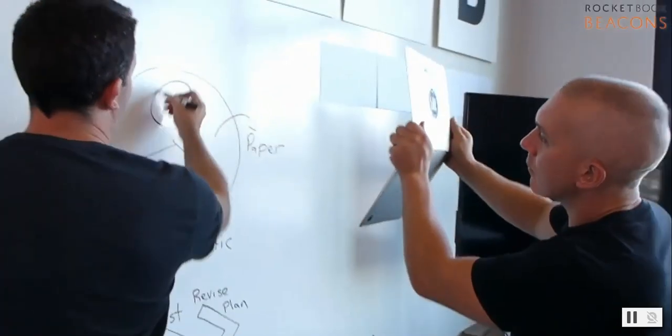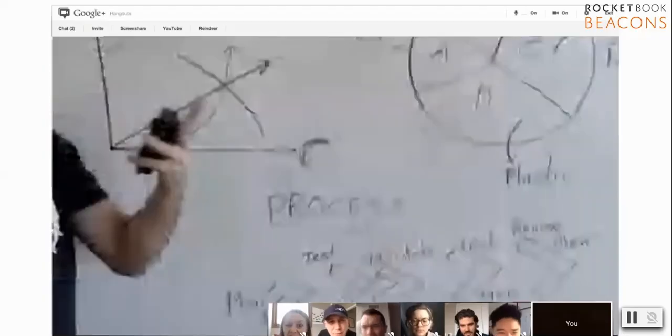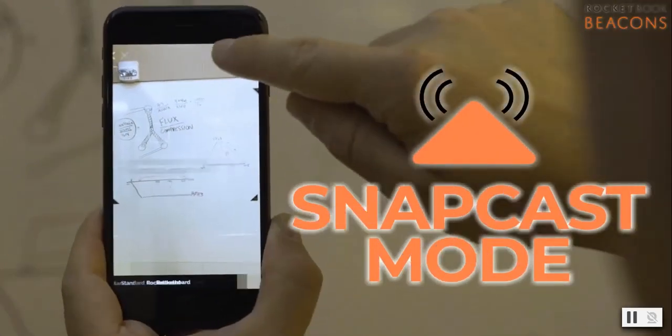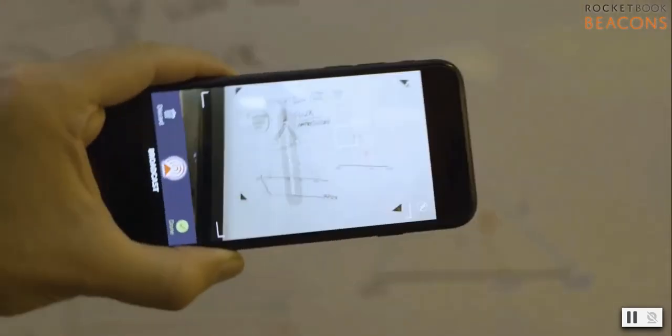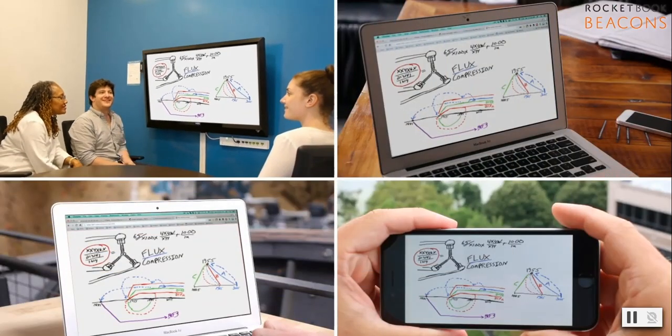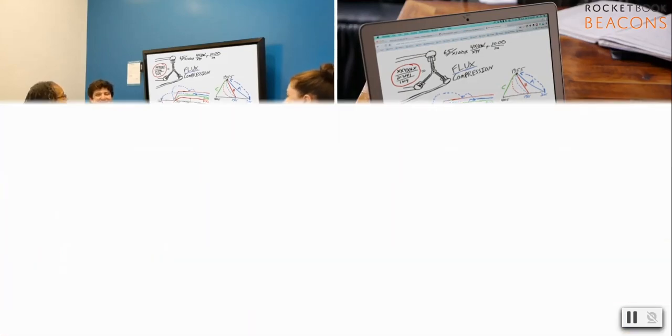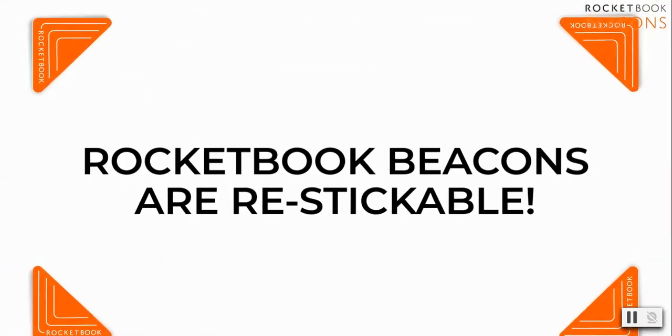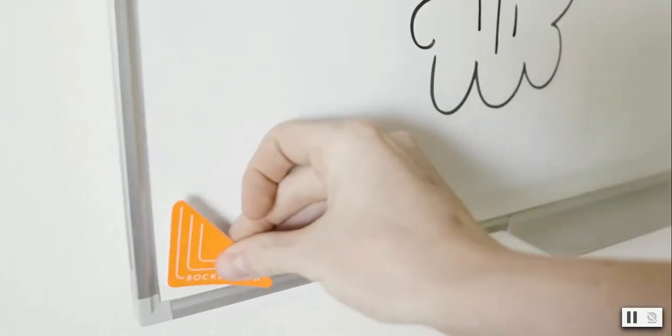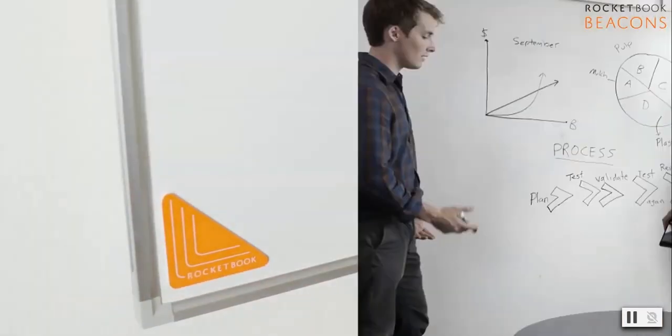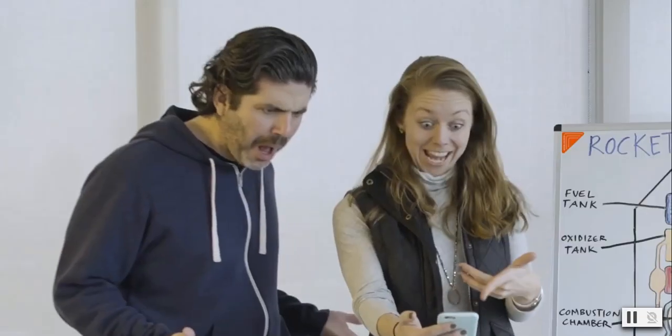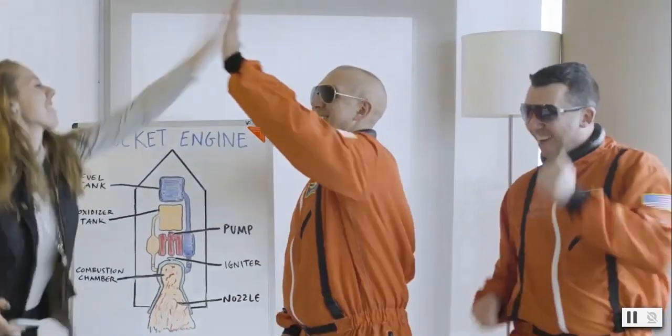Looking to collaborate in real time? Whiteboards on webcams are blurry and shake, but with beacons, it's a piece of cake. Simply select Snapcast mode and your dry erase is in cyberspace. Just send out the unique URL and your whiteboard is broadcast live so everyone in the meeting can follow along. And remember, beacons use restickable micro-suction technology so they can easily be moved between boards and walls. Don't be a photo roll failure. Brainstorm like a boss. Strap your whiteboard to a rocket and blast off with Rocketbook beacons.